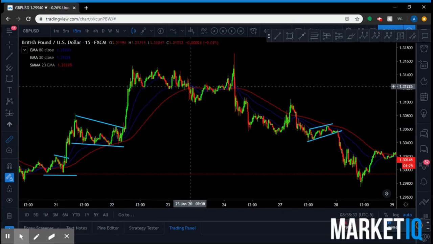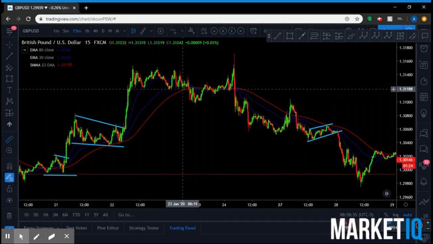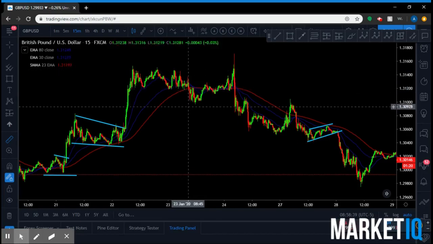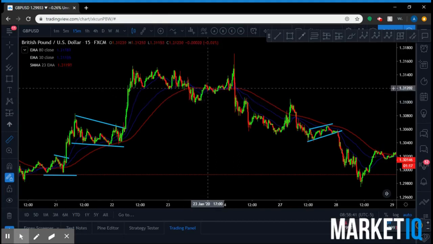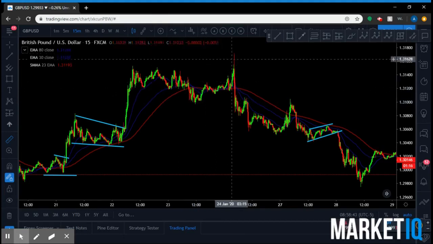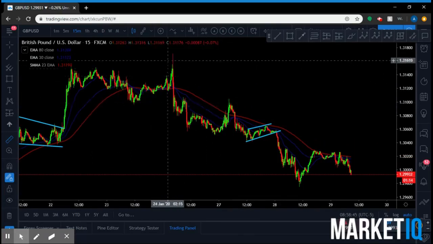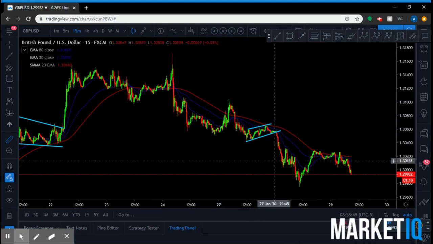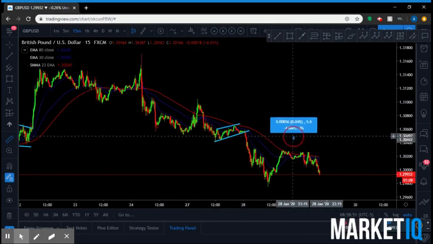And over here, it tested the SMMA, but it never gave us any bullish price action. It broke down underneath, and then it broke up briefly for that fake out. But again, as you can see, it came down and corrected to it, came down, corrected to it, came down, corrected to it.